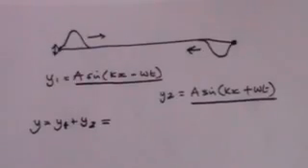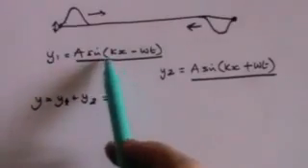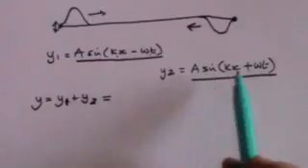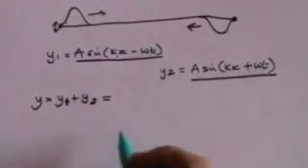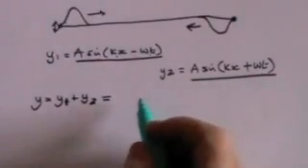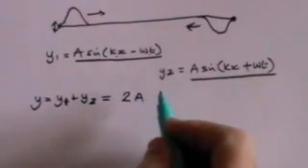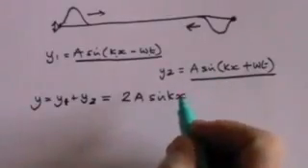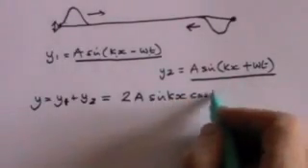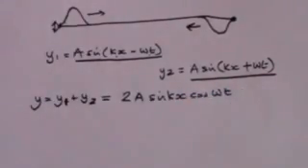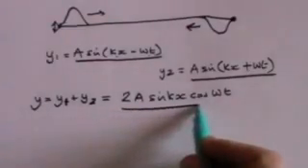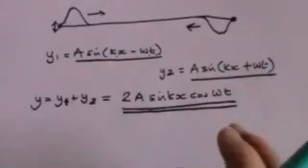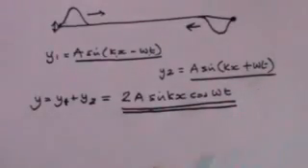But from sheer geometry, you can show that a sine of kx minus omega t plus a sine of kx plus omega t comes out to be 2 times a times the sine of kx times the cosine of omega t. And that is the formula for a standing wave. It's when two waves are coinciding.